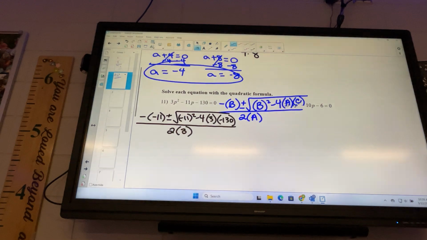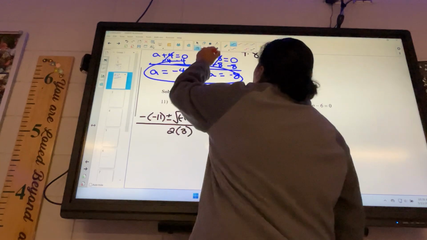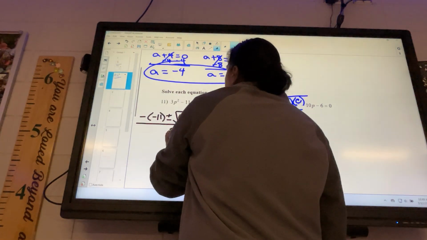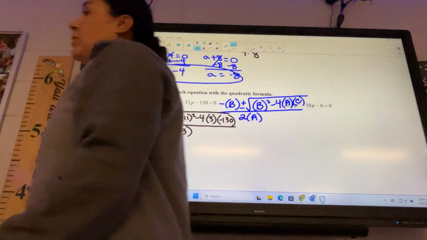That's A, B, and C. It always goes in that order, A, B, C. Sometimes there's one missing. The A always has the X squared, the B part always just has a single X, and the C is the one that just has a number by itself. I do these in steps, and today, because you can use this, I'm going to go slow.